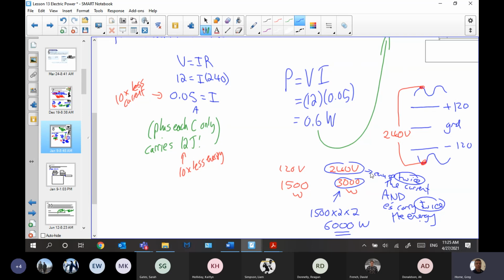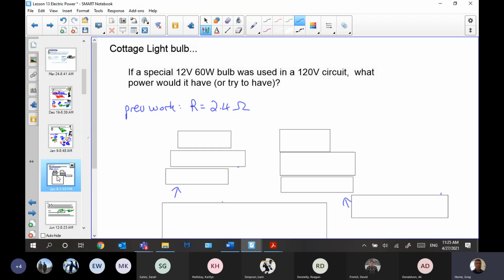If you remember to actually calculate it, I suppose. Anyways, it is what it is. That cottage bulb, that special 12 volt, 60 watt bulb, if I hooked it up to 120 by accident, if you took the cottage bulbs home, put them in a box, and then hooked one up at home, what would it try and behave as? Any predictions?